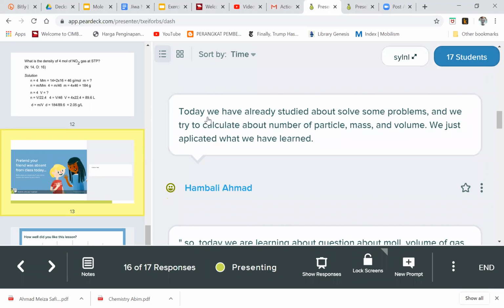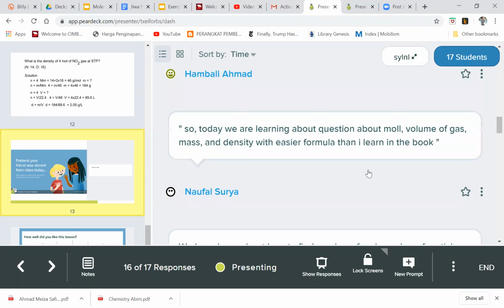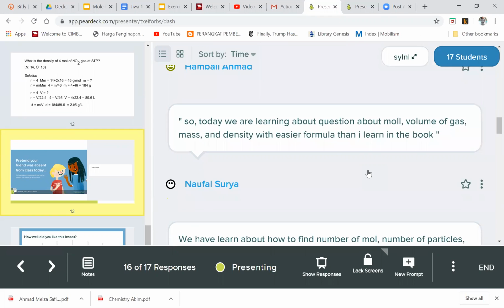Hambali says that today we have studied solving some problems and we tried to calculate the number of particles, mass, and volume. We just apply what we have learned. Thank you, Hambali. Naufal says: today we are learning questions about mole, volume of gas, mass, and density with an easier formula than I learned in the book. Good, it's an easier formula, right?